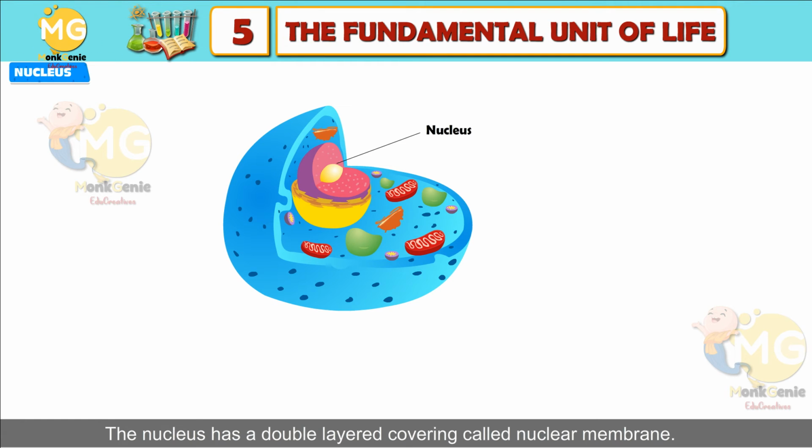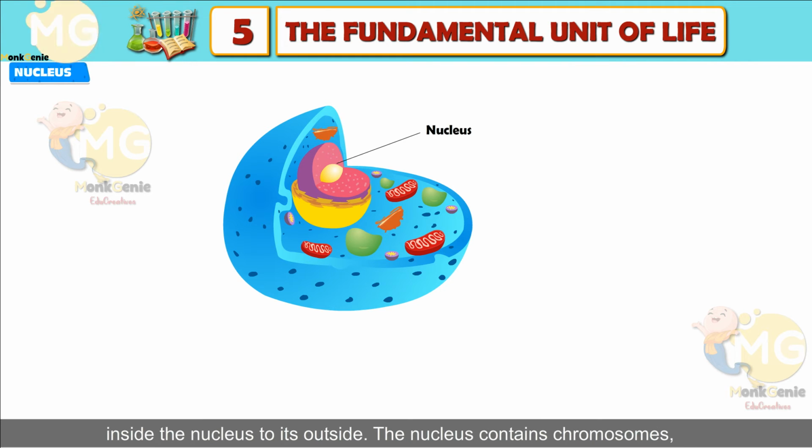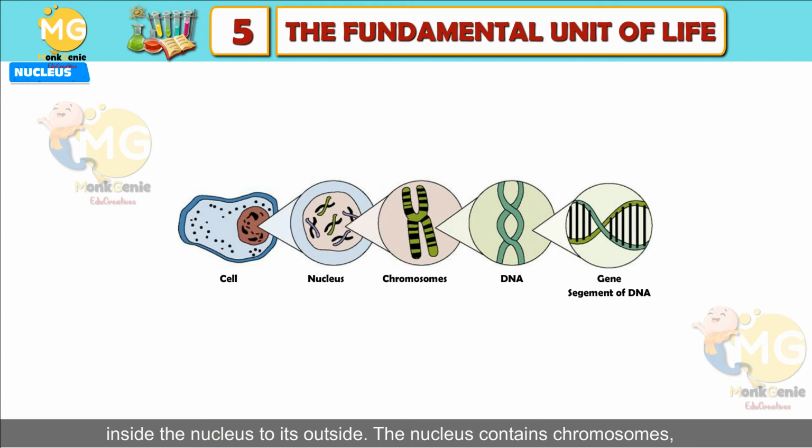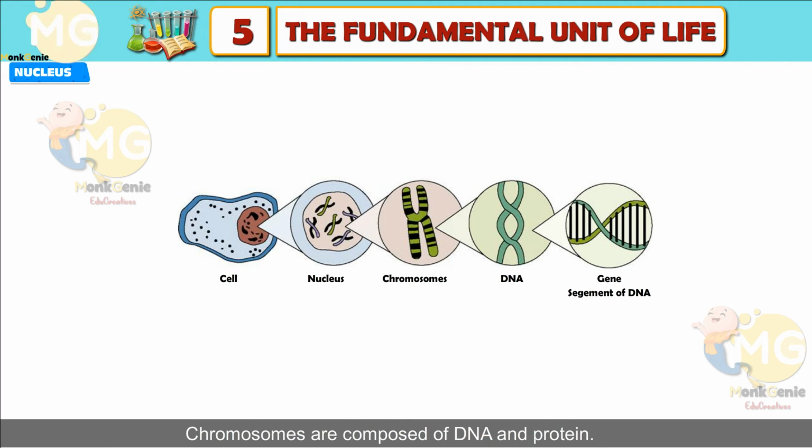The nucleus has a double-layered covering called the nuclear membrane. The nuclear membrane has pores which allow the transfer of material from inside the nucleus to its outside. The nucleus contains chromosomes which are visible as rod-shaped structures only when the cell is about to divide. Chromosomes contain information for inheritance of features from parents to next generation in the form of DNA, deoxyribonucleic acid molecules. Chromosomes are composed of DNA and protein.